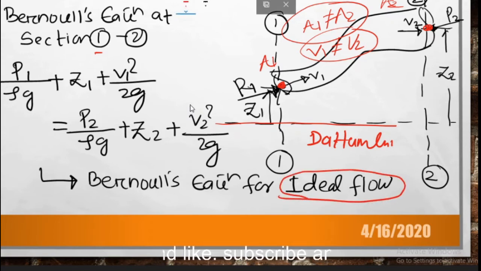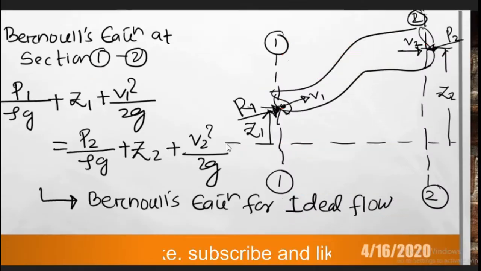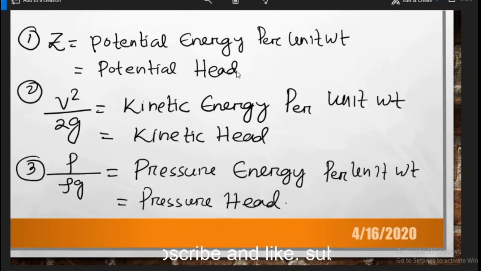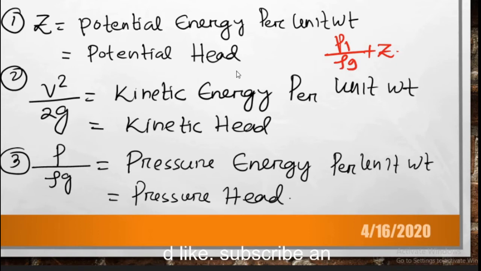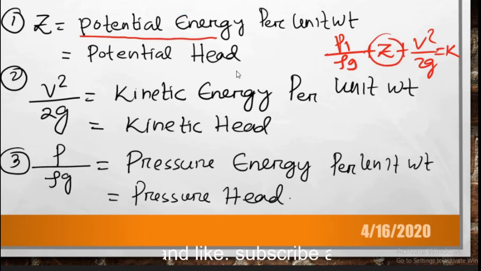But what about a real fluid flow, where viscosity exists? When there is a real pipe flow, how can you write the Bernoulli equation? Before you go to real fluid flow, you should understand the various parts of the Bernoulli equation. Generally it considers three parts. P1 by rho g plus Z plus V square by 2g equals constant. First, this Z is called potential energy. This is potential energy per unit weight of the fluid.